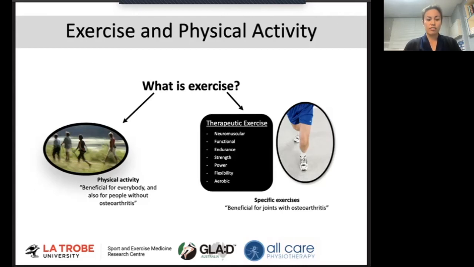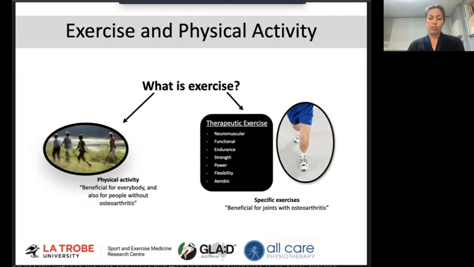So neuromuscular exercise is the main type of exercise that's focused on in GLAD. It's exercise that focuses on joint control in functional or everyday positions. Neuromuscular exercise can improve the way you move and give you more confidence to do other exercise as well. In GLAD, exercises are also completed to improve your muscle endurance and strength, along with your ability to perform common functions well, so functional exercise, like sitting up, sitting down, and standing up, and walking up and down stairs.